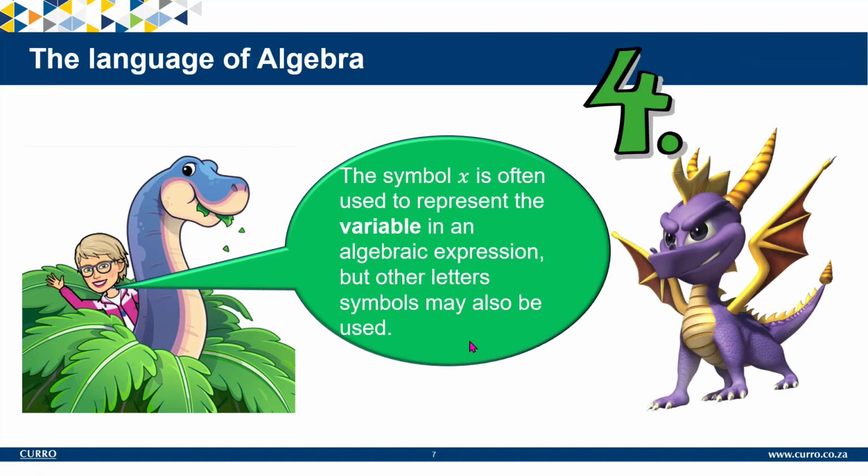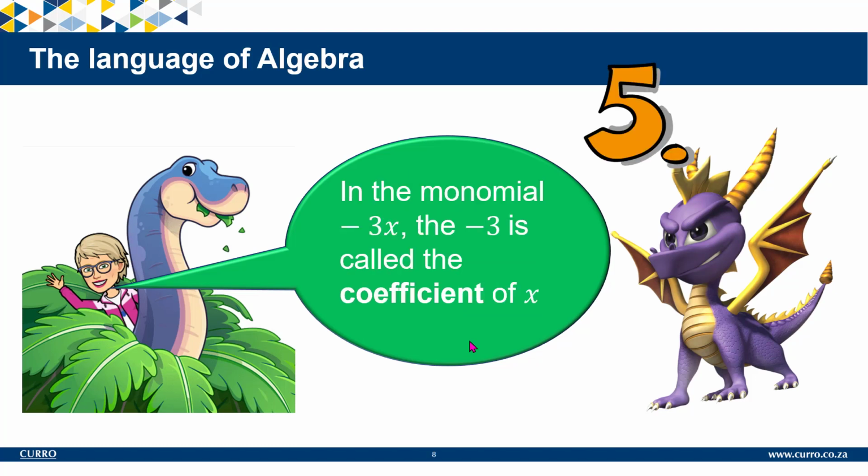The symbol x is often used to represent the variable in an algebraic expression, but other letters may also be used, like your name. If it starts with an M, then M can also be used. In the monomial negative 3x, the negative 3 is called the coefficient of x because the negative 3 is multiplied by the x. Remember the sign. Some learners will say the coefficient of x is 3, but it's not 3, it's negative 3.